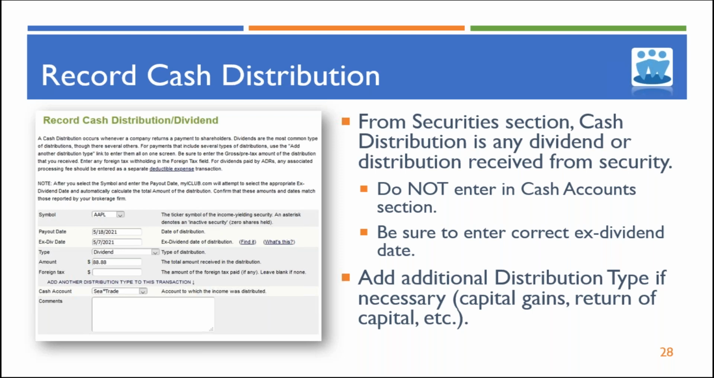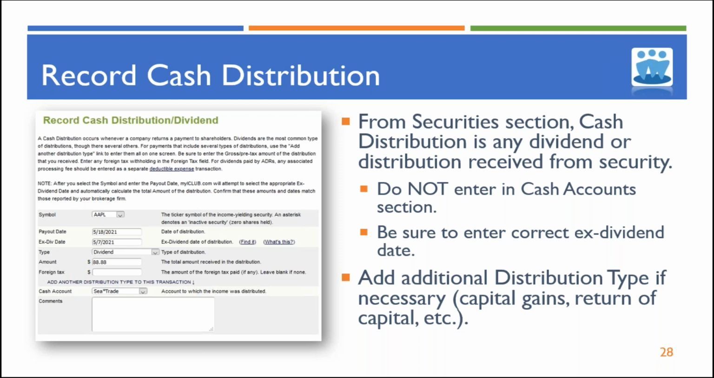On the record a cash distribution screen, this is what are often thought of as dividends. However, a lot of securities don't actually pay dividends, they make distributions, and a dividend is a type of distribution. So I like people to recognize that a distribution is what you receive from many securities, and a dividend is one type of distribution. So on this screen, it's important to keep in mind that this is where you enter a dividend from.